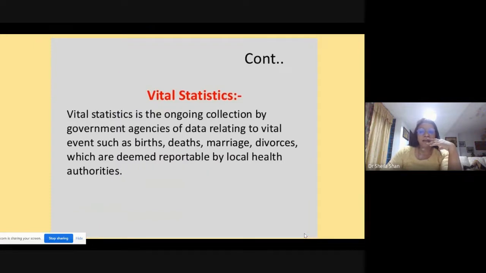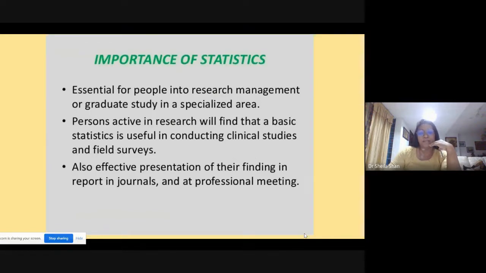Another part of statistics which is very important, we call it vital statistics. We try to get data from government agencies relating to vital events such as birth, death, marriage, divorce, which is reportable by local health authorities. So we call this vital statistics, and it is also related to biostatistics.